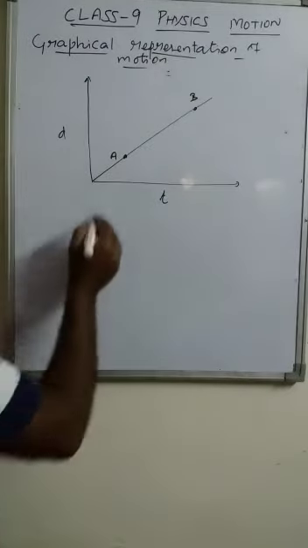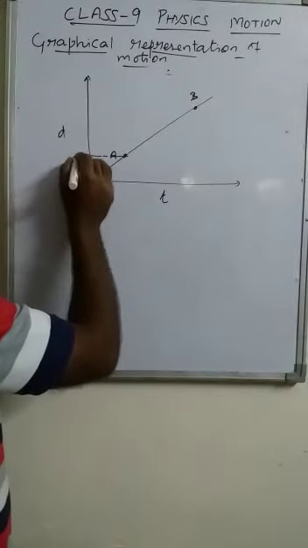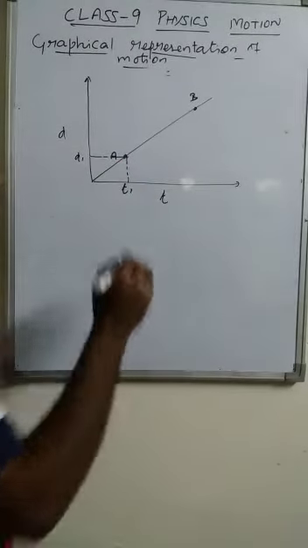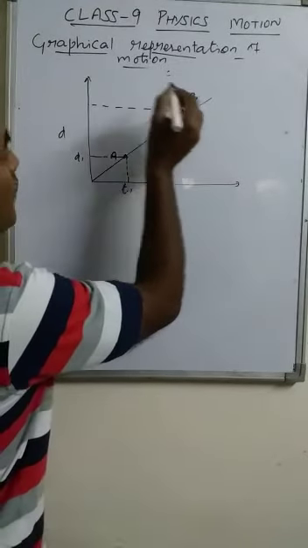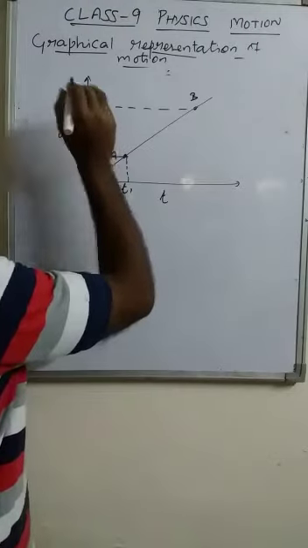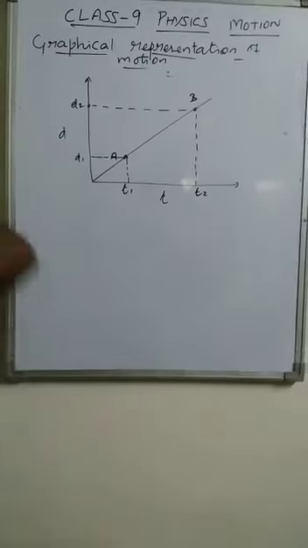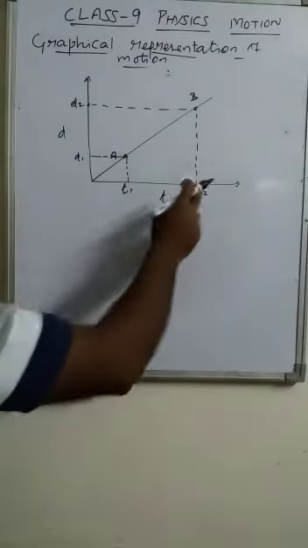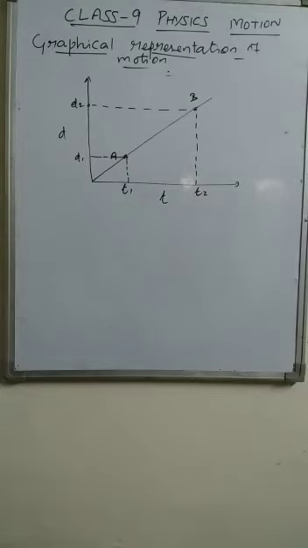Now find out the position at point A. Let us take this as D1, and the time at point A as T1. Then coming to point B, here also there is the position D2 and the time T2. So these 2 points are taken and their corresponding positions and times are mentioned.